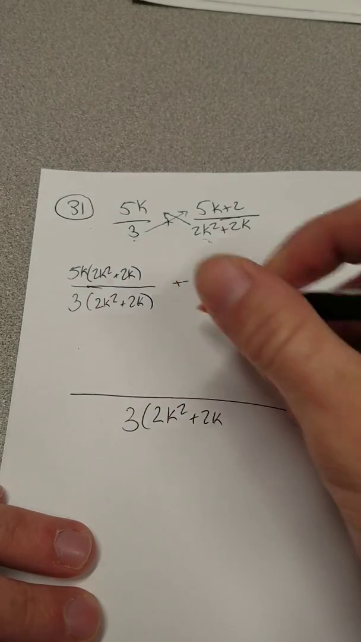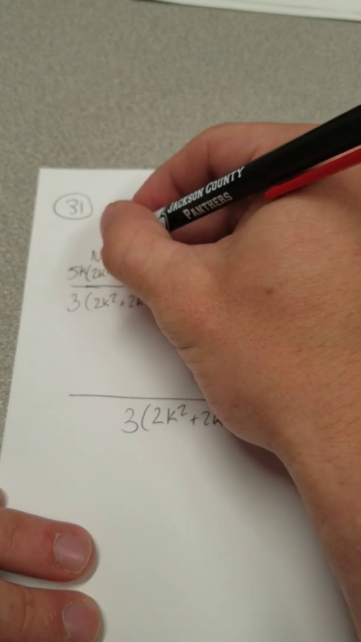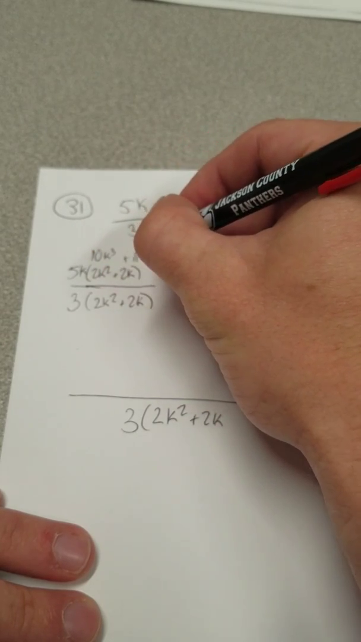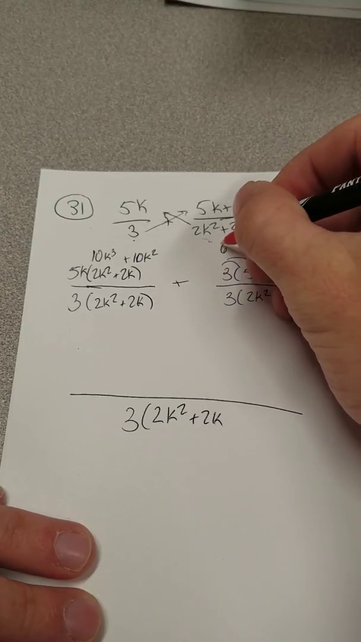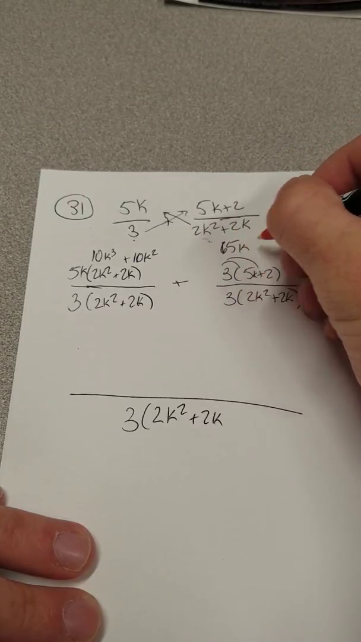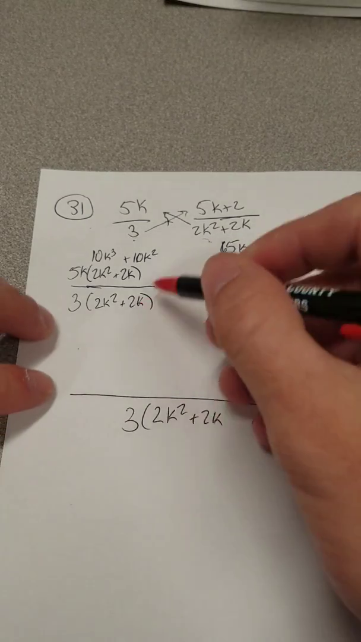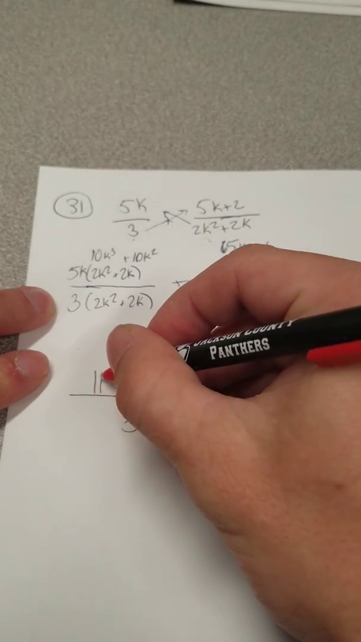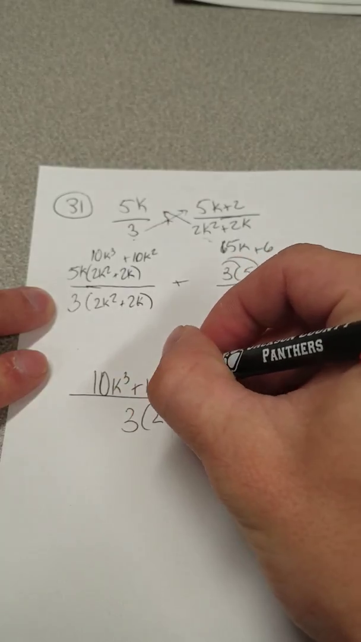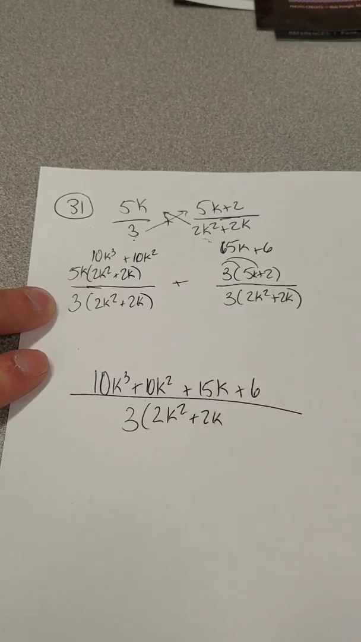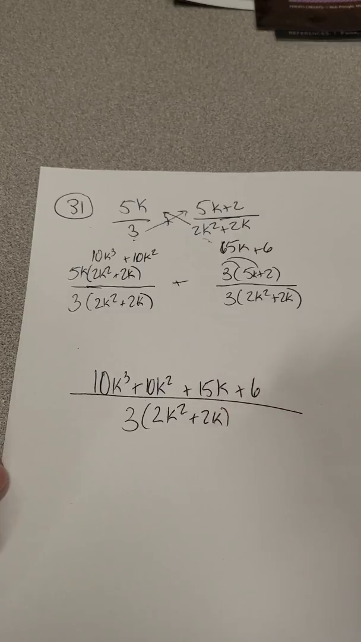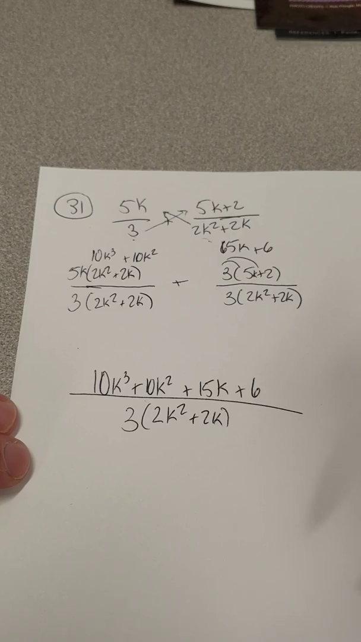that on the bottom. On the top, multiply this out, so you get 10k cubed plus 10k squared. Over here, we'll have 15k plus 6. All right, so since this is adding, we can just rewrite it down here. So we get 10k cubed plus 10k squared plus 15k plus 6. Combine like terms, but there's no like terms to combine. So in this problem, which is pretty rough, this is going to be your final answer there.